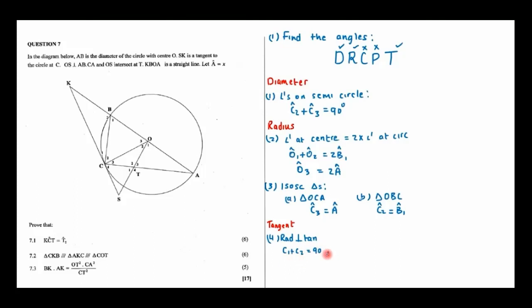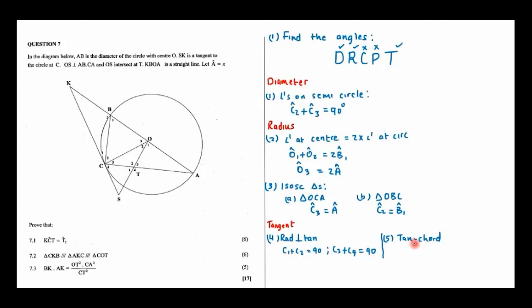And also C3 plus C4 is also 90. All right, now what's the next one after that? The next one that I see there is the tan chord. So number 5, it is the tan chord.